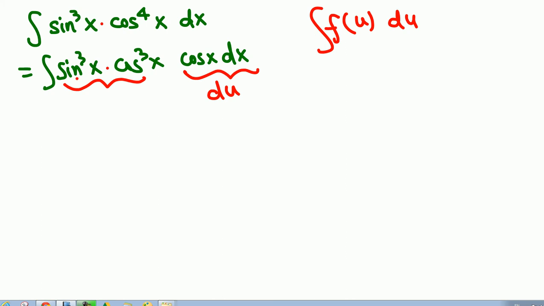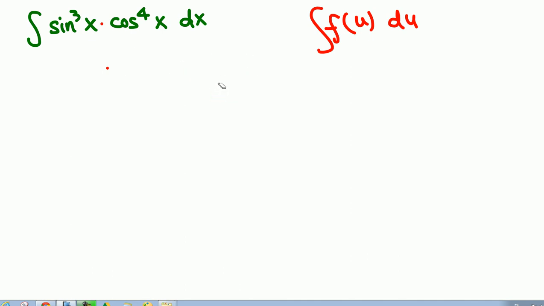Sine cube is already good. Cosine cube, a little problem. Cosine square is 1 minus sine square, and we have another cosine left, which can be written in terms of sine, but that's not helpful. We'll have a square root and we might not be able to integrate. So the choice of splitting cosine fourth as cosine cube and cosine is not good, it's not working. So let's go the other way around.